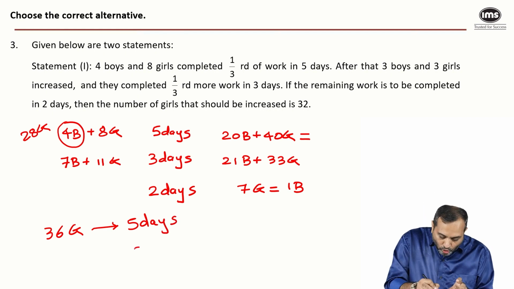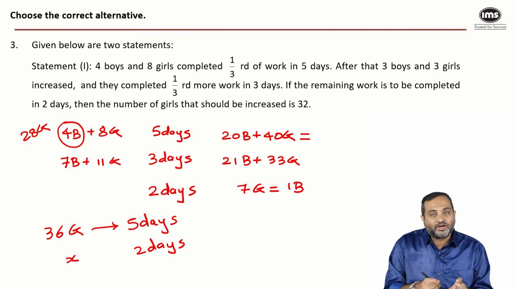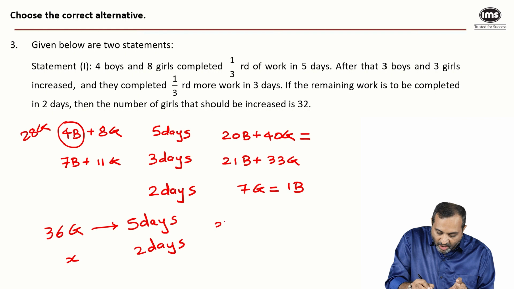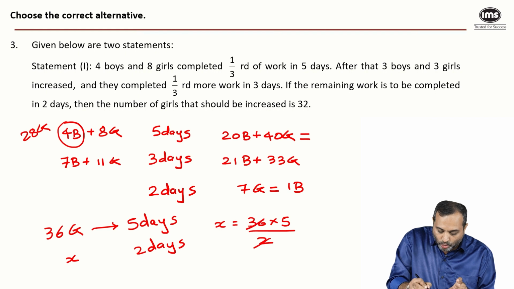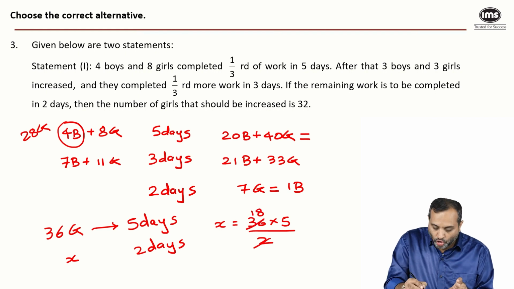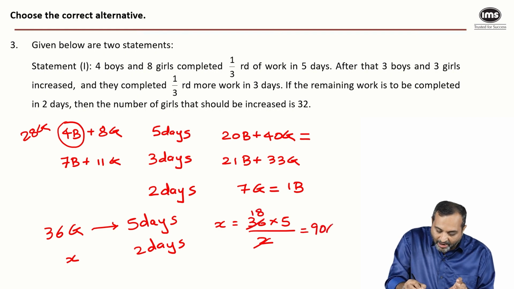So I want to do my job in 2 days. So can you find out the number of girls required? So how many girls are required? Can I say 36 into 5 upon 2? 2 ones are 2, 18. So number of girls required are 90.